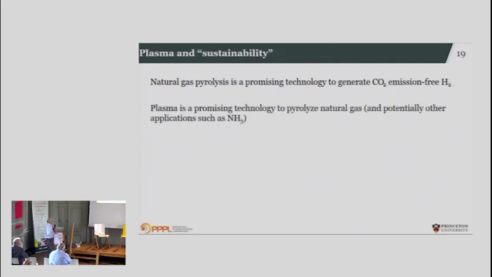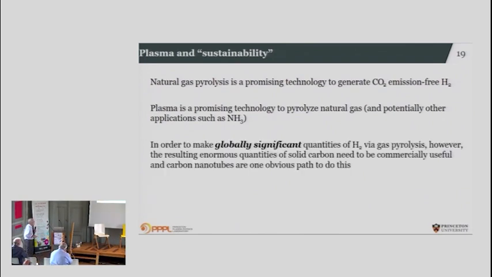And it turns out that plasma is a promising technology on large chemical plant scales to pyrolyze natural gas and potentially other applications such as ammonia. You may know that ammonia has been proposed as a hydrogen carrier, but in many cases you're going to want to crack that ammonia, and plasma is a potential way to do that.